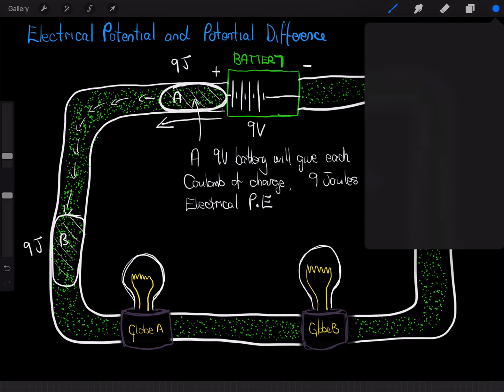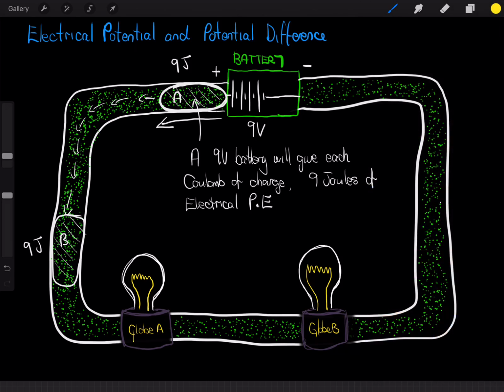So if we were now to connect a voltmeter, let's say we put one of the terminals of the voltmeter here, and we put the other terminal here on the circuit, and we connect both of those to our voltmeter, we would expect the voltmeter to register 0 volts, because there's no difference in the electrical potential energy of the coulombs at each of those two positions. And so no energy is lost.